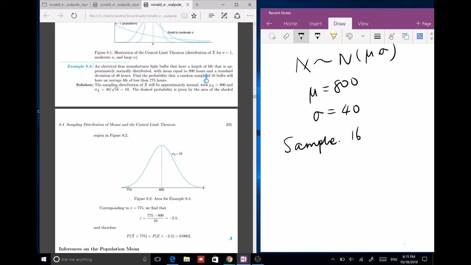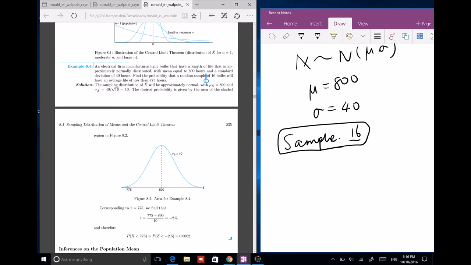So we have a population, and we choose a small sample from it. We check this sample and do the research on these 16 bulbs. What is the probability that these 16 bulbs will have an average life of less than 775 hours? First, the population itself is a normal distribution.